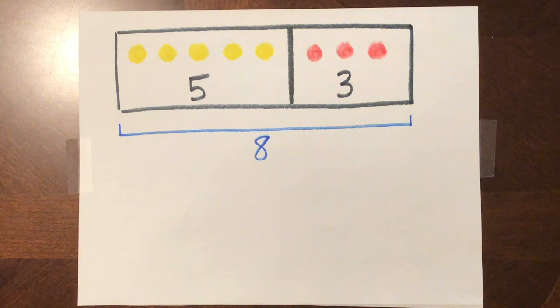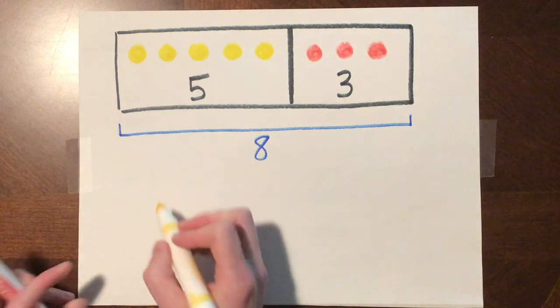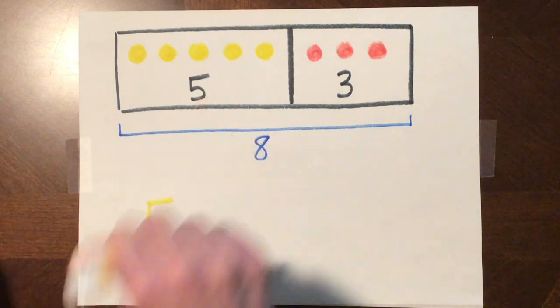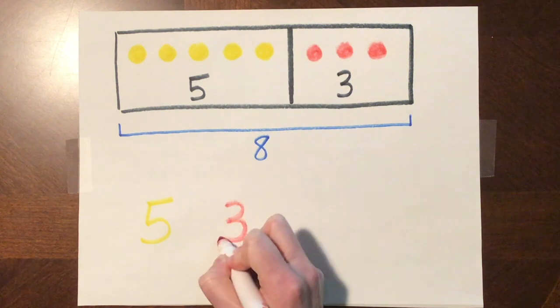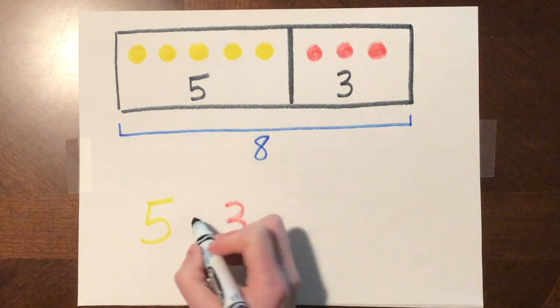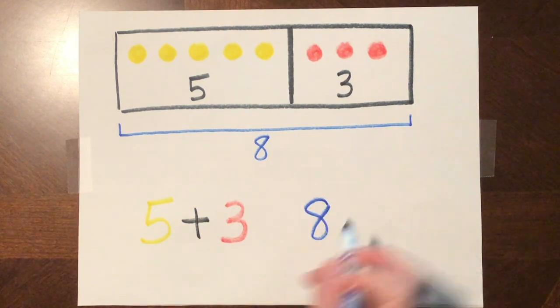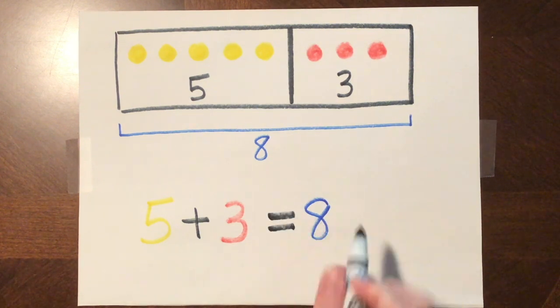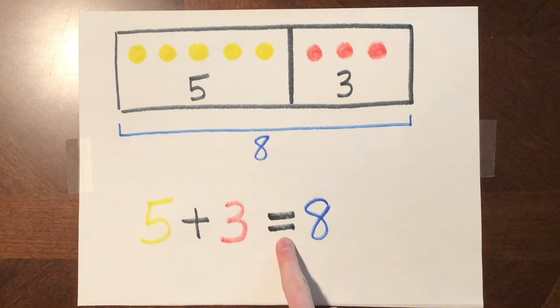Now let's write the number sentence. We need to put the two parts, or the addends, together. 5, 3. If we're putting them together, we write plus. The number that tells us the whole thing is the sum. So we write equals. 5 plus 3 equals 8.